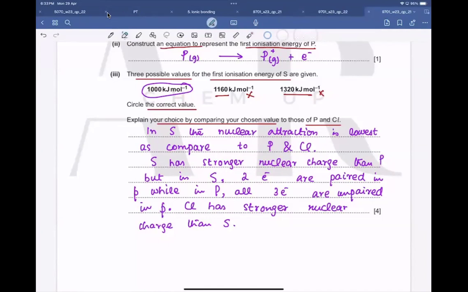We have explained the reason also that sulfur has a stronger nuclear charge than phosphorus, but the ionization energy would be lower because of having a pair of electrons which causes spin pair repulsion. And in phosphorus, all electrons are unpaired. And then with chlorine, it's simple that chlorine has a stronger nuclear charge than sulfur. That's why chlorine has a higher ionization energy than sulfur.